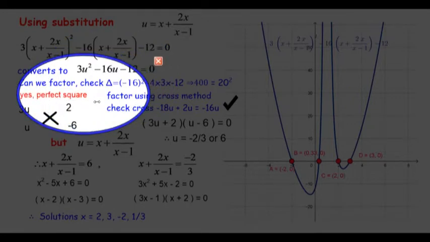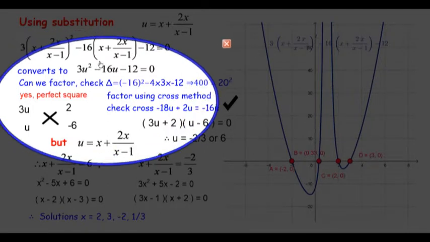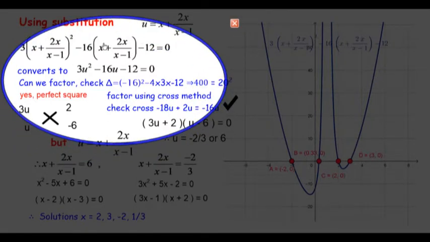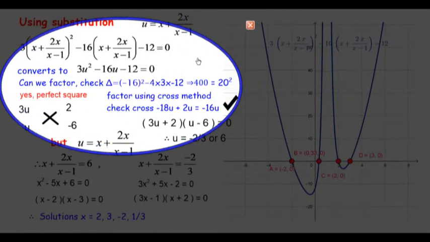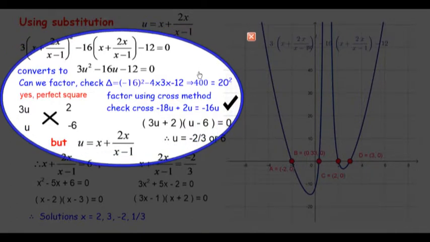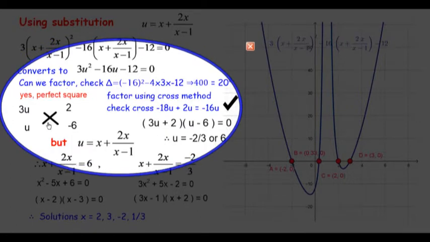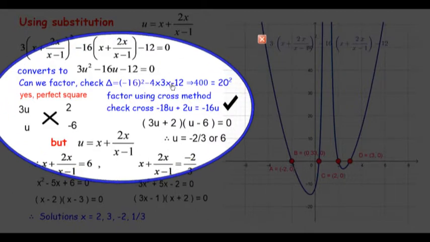Now, if I want to work out whether it's factorable, I can just check the delta of this quadratic expression, and it turns out to be, in fact, a perfect square this time, 20 squared. And we know we're going to have two real solutions. I then go ahead and use what's called the cross method. You get the 3u squared, put its factors down the left-hand side, and the minus 12 factors down the right-hand side, and just check that the cross adds up to the negative 16 here. So it's 3u times minus 6 is minus 18u, plus 2u is equal to minus 16u. Yeah, tick. Fantastic.